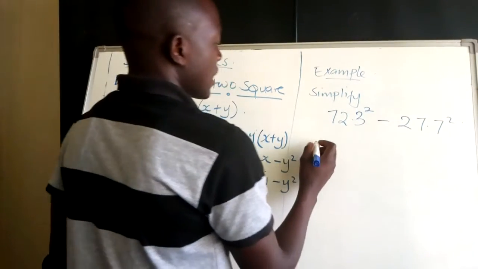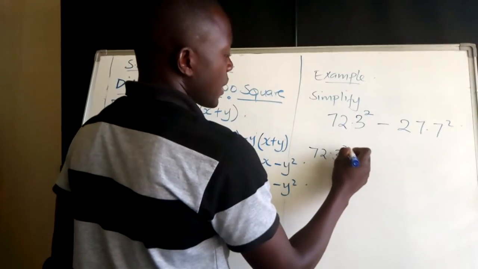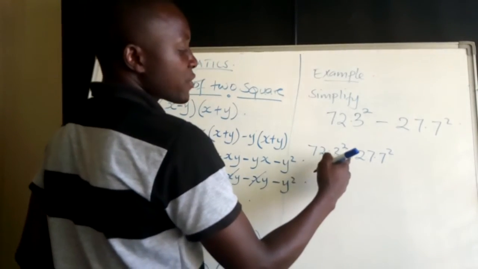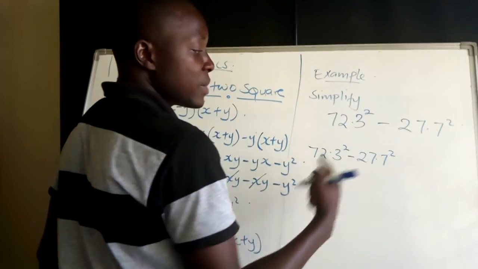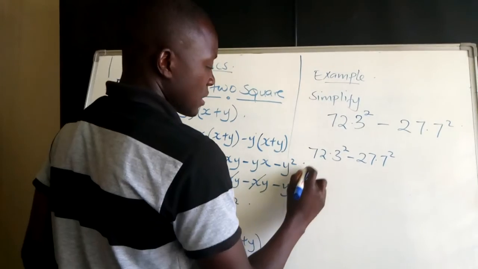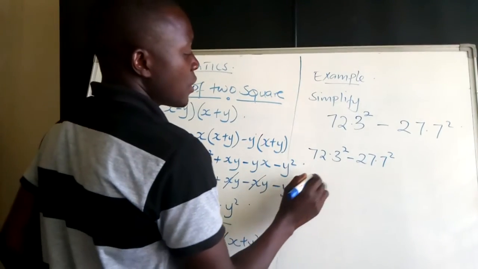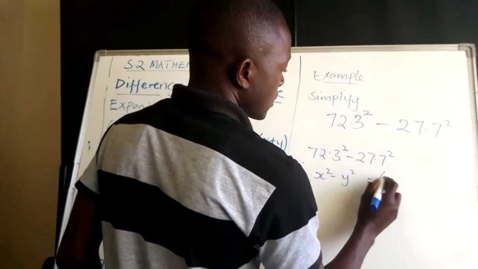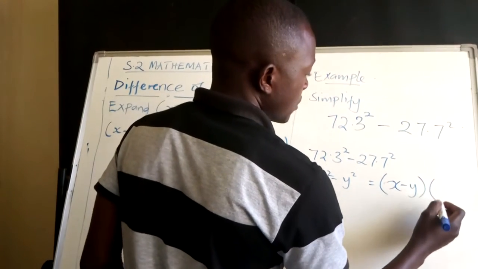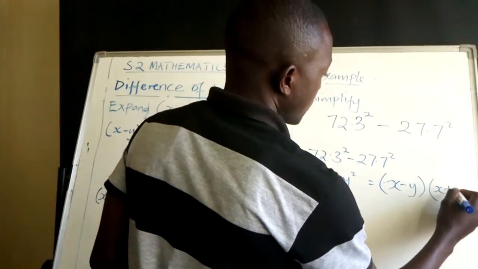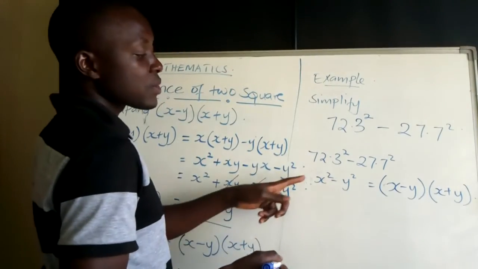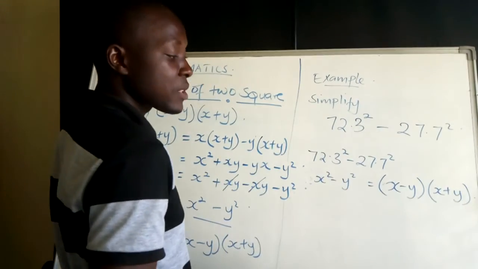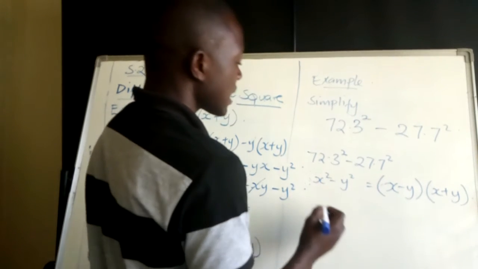If you look at this number here, 72.3 squared minus 27.7 squared, this is a difference of two numbers, each one of them being squared. If we refer to the previous expression that we have expanded, we had x squared minus y squared being equal to x minus y into x plus y. So they want you to show that if you have one number squared minus the other one squared, you can apply the difference of two squares. Whenever they say without using calculators, this is what we expect.